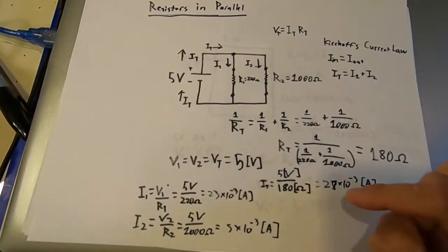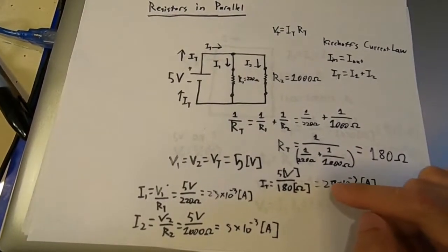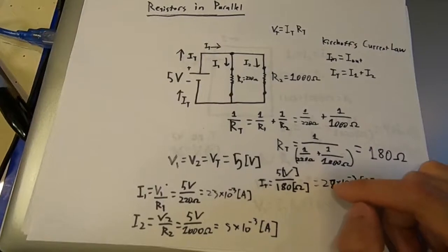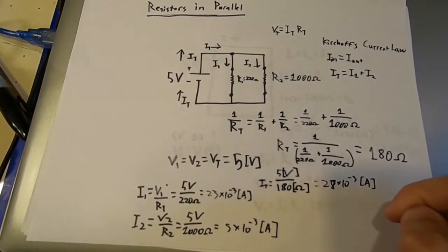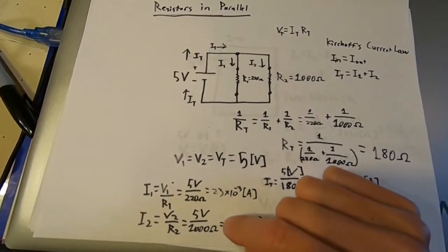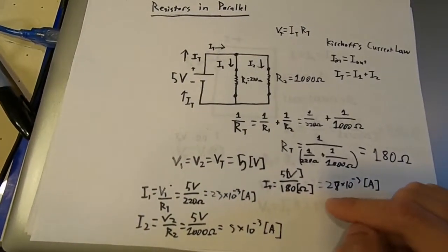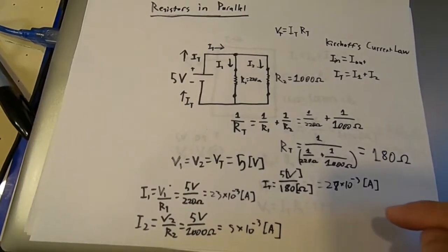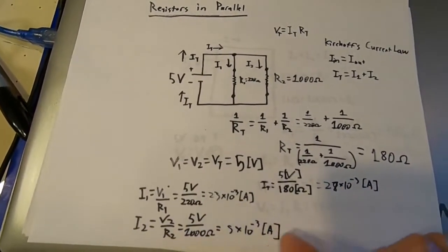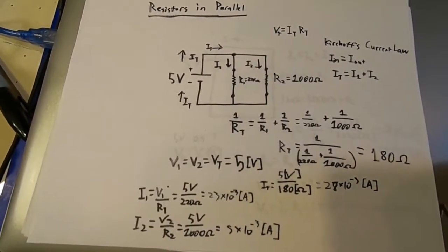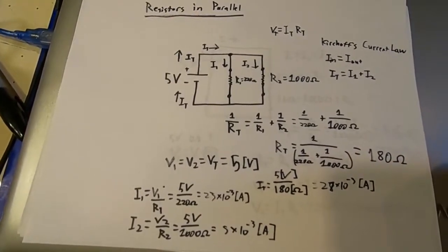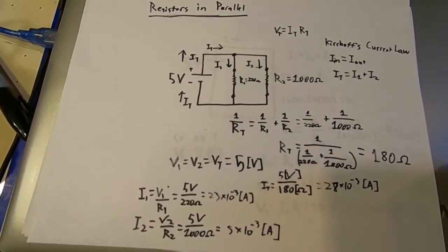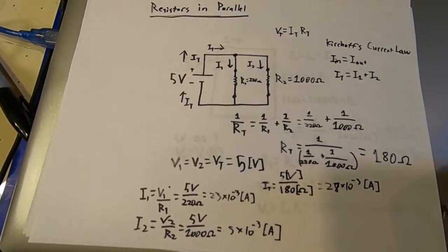All right, so for our total current, we had a little bit of a rounding error, so this should be a little bit closer to 28 milliamperes. But we see here, we add our 5 to our 23, you get 28 milliamperes, or 28 times 10 to the negative third amps. So all of that checks out. So that'll conclude this lesson today on Ohm's law, and resistors in series and parallel.